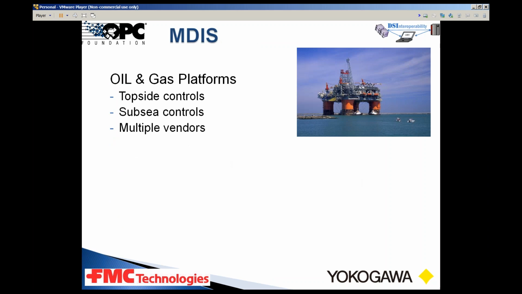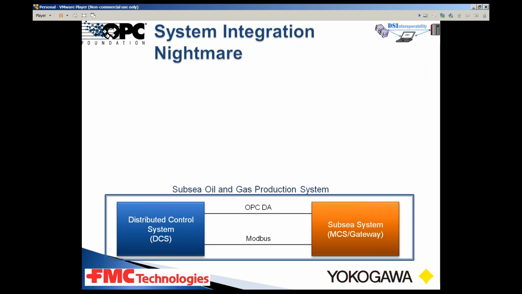So let's go on a little bit. What is MDIS? Well, let's start a little bit with what we're talking about. We have oil and gas platforms. We see the picture there on the right. They have topside controls, subsea controls, and the control systems on these platforms are provided by multiple vendors typically. So on these platforms, there's sort of an integration nightmare, right? So most of the systems, there's a distributed control system, a DCS on the platform, and then there's also subsea controls. So a subsea control system or a gateway to the subsea equipment.